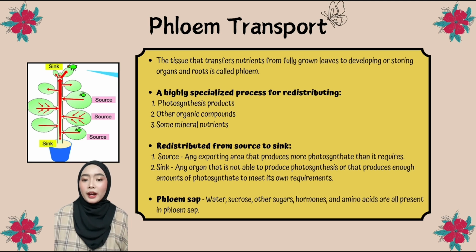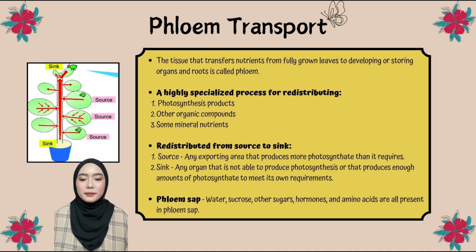Sources are any exporting area that produces more photosynthesis products than it requires, which means like the leaf. Second, a sink is any organ that is not able to produce photosynthesis products, or that does not produce enough to meet its own requirement, like flowers, fruits, and immature leaves.